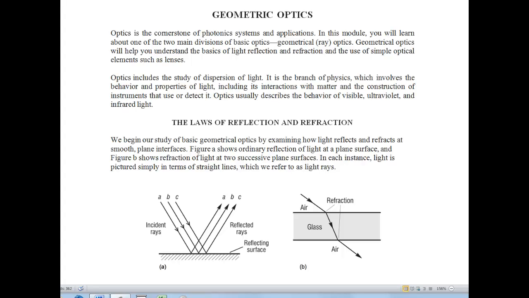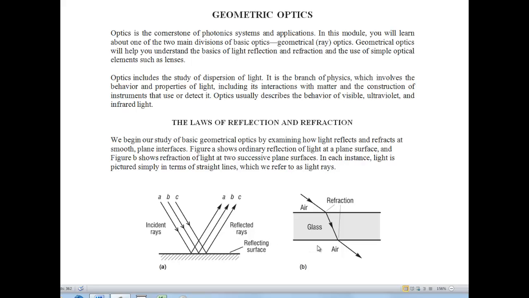So today we are going to get a better understanding of geometrical optics, and we're going to further understand the basics of light reflection and refraction. With reflection, we start with an incident ray. It's going to come and hit a medium, any particular medium, and it's going to reflect off.